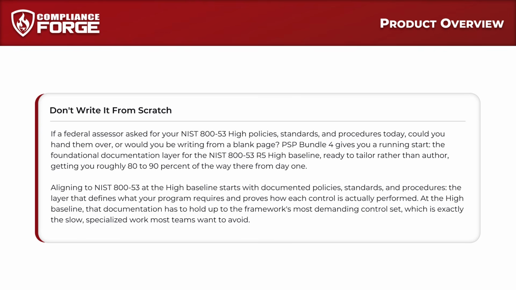Aligning to NIST 853 at the high baseline starts with documented policies, standards, and procedures. That is the layer that defines what your program requires and proves how each control is actually performed. At the high baseline, that documentation has to hold up to the framework's most demanding control set, which is exactly the slow, specialized work most teams want to avoid.